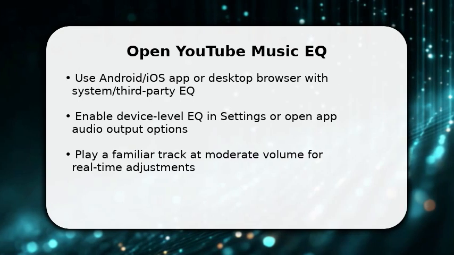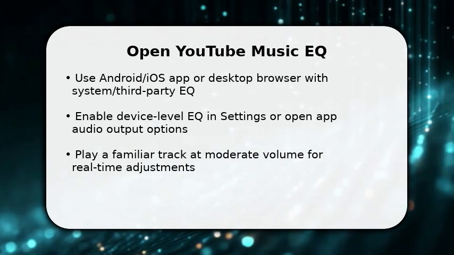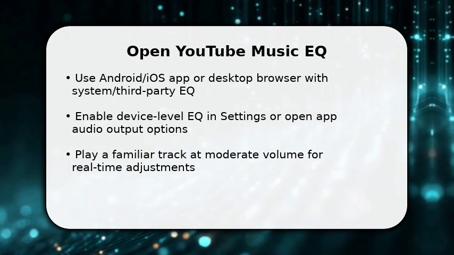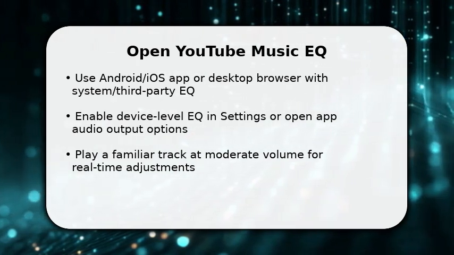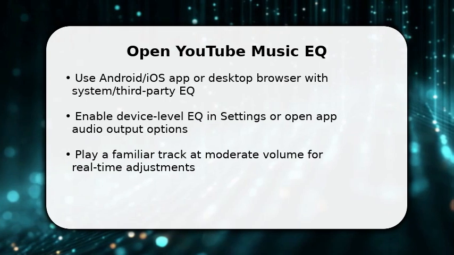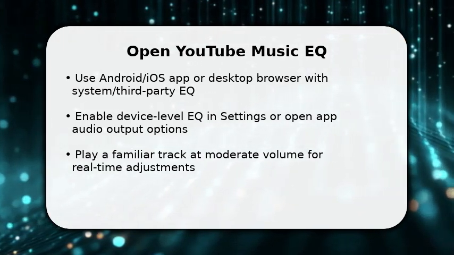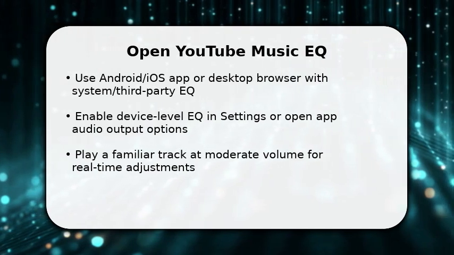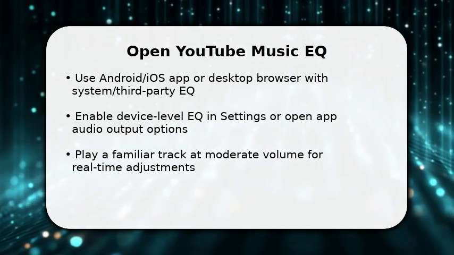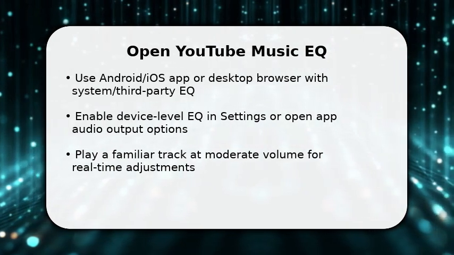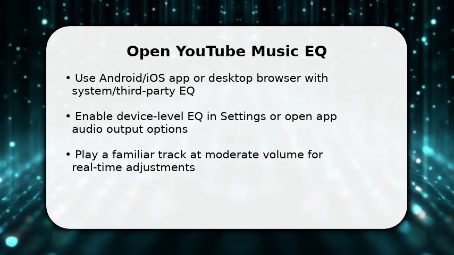You'll start by getting sound flowing so you can hear changes. Open YouTube Music and play a track you know well. Keep volume at a moderate level. On mobile, go to Settings Playback or your phone's sound settings to find the equalizer. On desktop, enable a system or app EQ extension. Once the EQ panel is visible, keep the track looping and watch how boosts and cuts affect clarity, bass, and presence so your adjustments are purposeful.